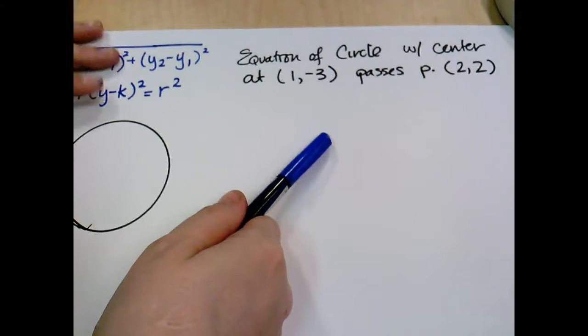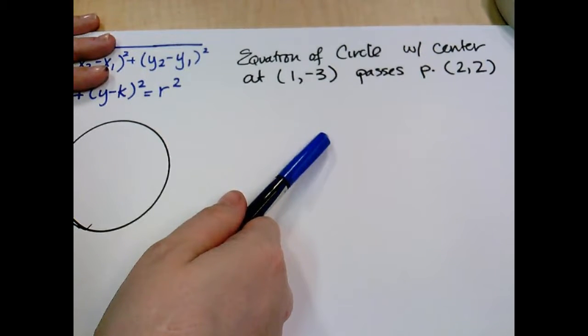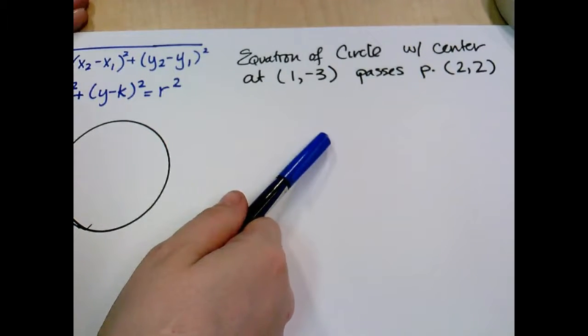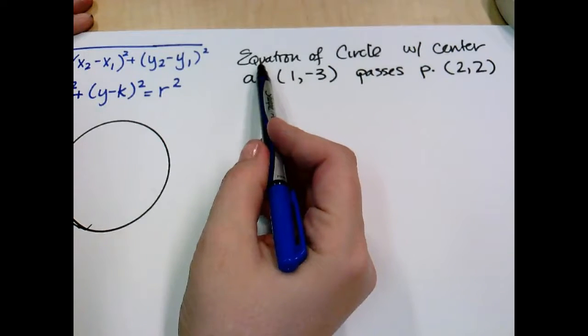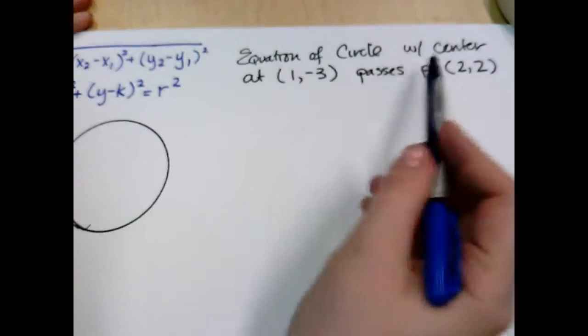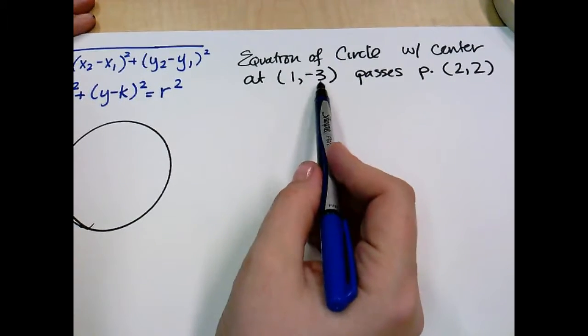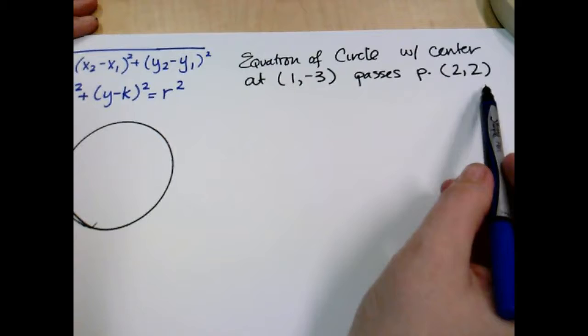There we go. Now I'm going to do this problem really quickly, so if you need more help with it, please just stop and ask someone, but we're going to go really fast. This one asks us, a more complicated one, for the equation of a circle with a center at (1, -3) that passes through the point (2, 2).